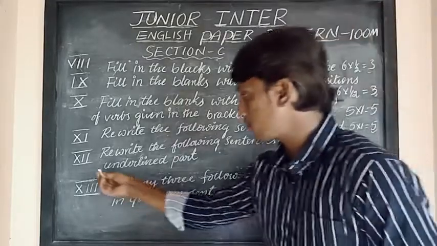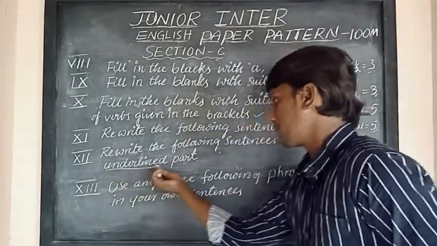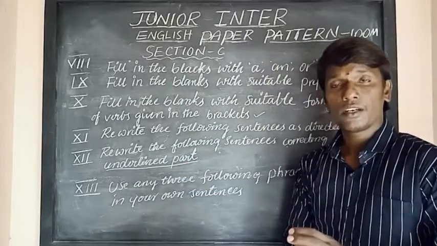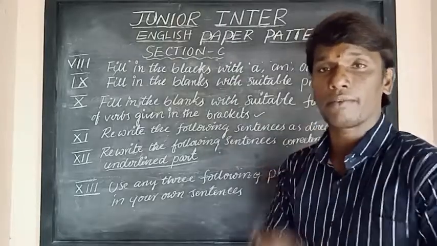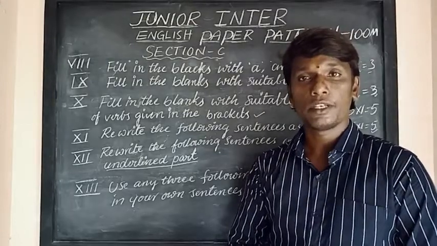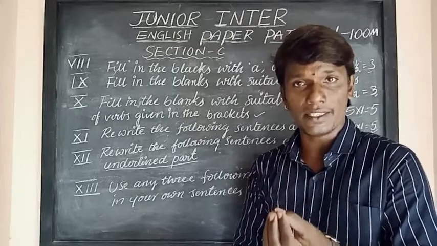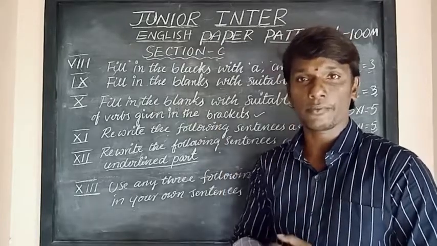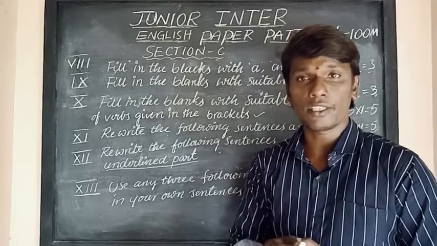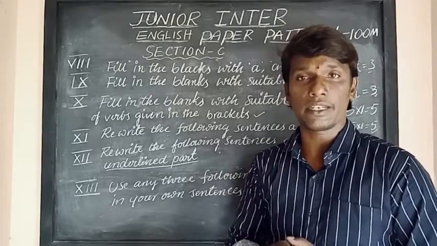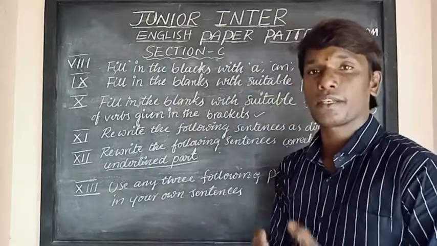Now Roman number 12 is rewrite the following sentences correcting the underlined part. Under this Roman number 12, 5 sentences are given in the examination paper. In those sentences, some words are underlined. That means the underlined part is wrong, and you need to correct the underlined part in the given sentences. That is correction of sentences.